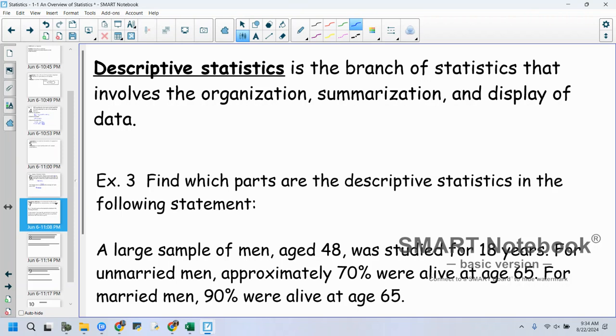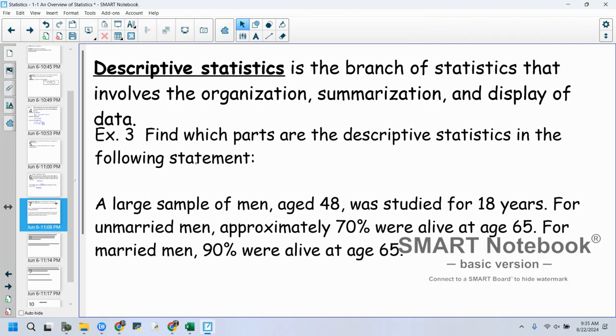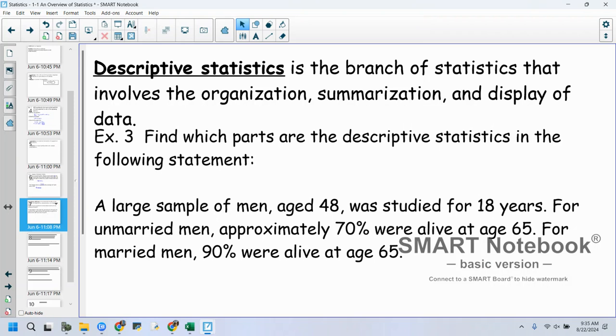If I create a pie chart, a bar chart, a histogram, a box and whisker plot, a stem-and-leaf plot, I'm not making any decision or any opinions on the data. I'm just displaying the data. That's descriptive statistics. Okay, next example here. Find which parts are the descriptive statistics in the following statement. A large sample of men aged 48 was studied for 18 years. For unmarried men, approximately 70% were alive at the age of 65. For married men, 90% were alive at the age of 65.